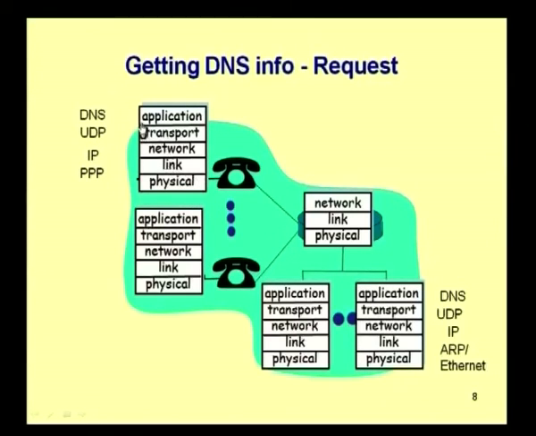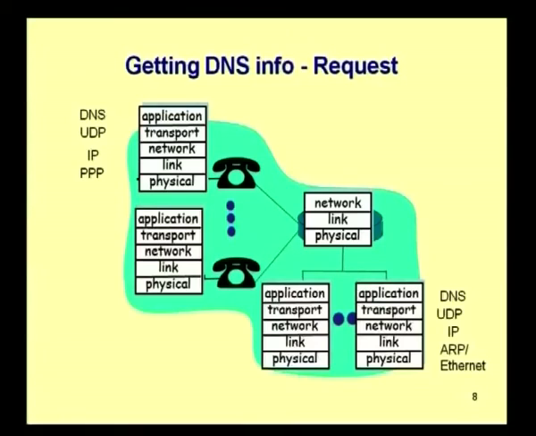So now the moment you specify www.google.com, the first application that is actually invoked is the DNS application. Your browser will make a request to the DNS client which is running on your machine, and the DNS client now takes charge and is going to contact the DNS server. So it is going to contact the local DNS server.